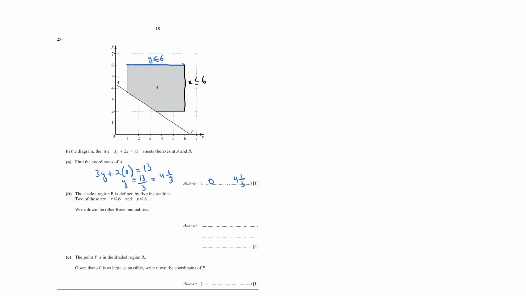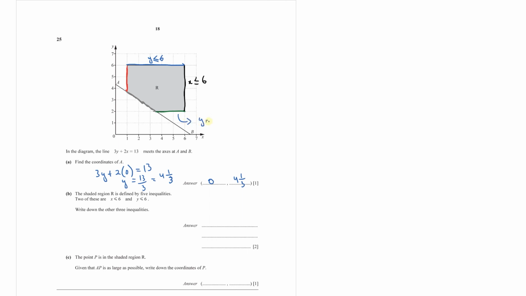Write down the other 3 inequalities. So the other 3 inequalities that represent this region R will be the equations of this line represented in green here. Let me choose a different color. Let me go with gray here. So this line represented in gray here, and then this line represented in red here. So we have to find these 3 inequalities. The green one and the red one are pretty simple because green is a horizontal line at y equals 2. So the equation of this line is y equals 2, right?